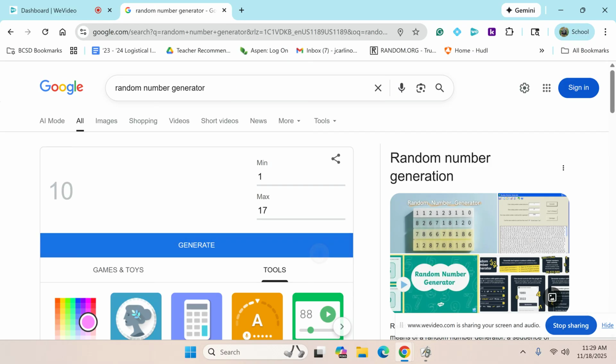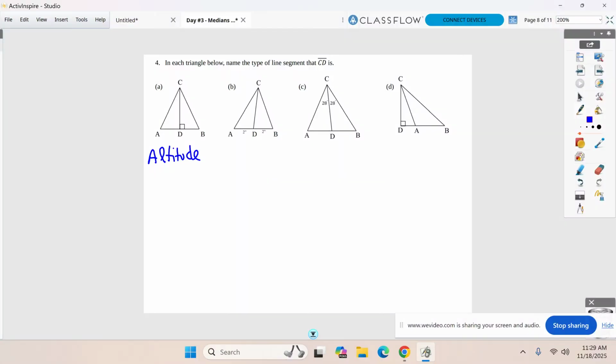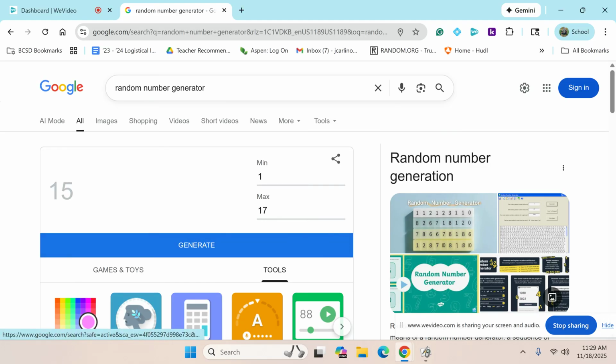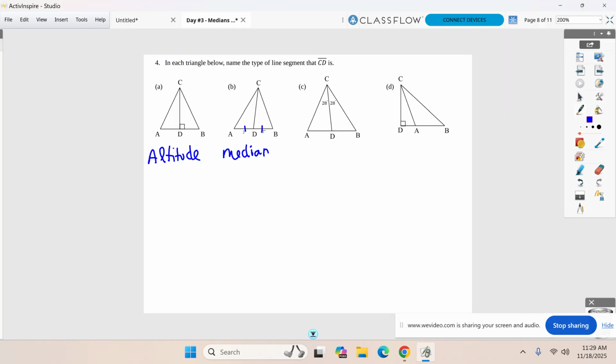What's CD there? What did I draw in there? Cam, what did I draw in? Median, yep. I didn't put hash marks, but since I told you they were 2 inches, they have to be congruent. How about part C? What's CD in that case? That is a, Isabella? Angle bisector. They're both 28.